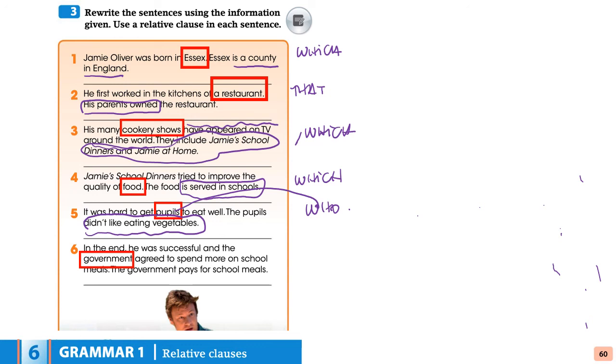In the end, he was successful and the government agreed to spend more on school meals. The government pays for school meals. Alright, what about the government and the food? Okay, so they pay for school meals. In the end, he was successful and the government, which by the way pays for school meals, agreed to spend more on school meals.